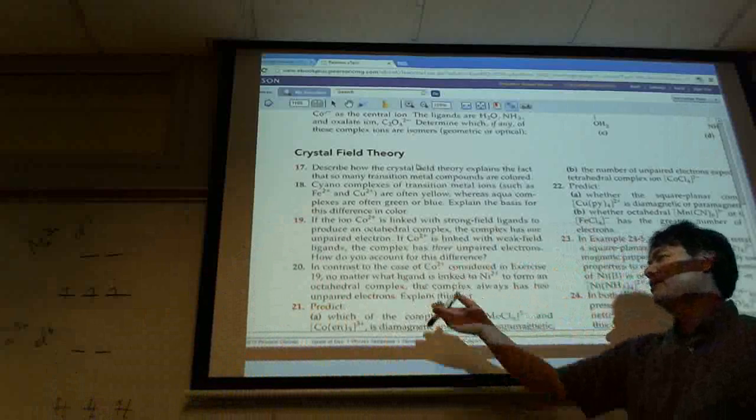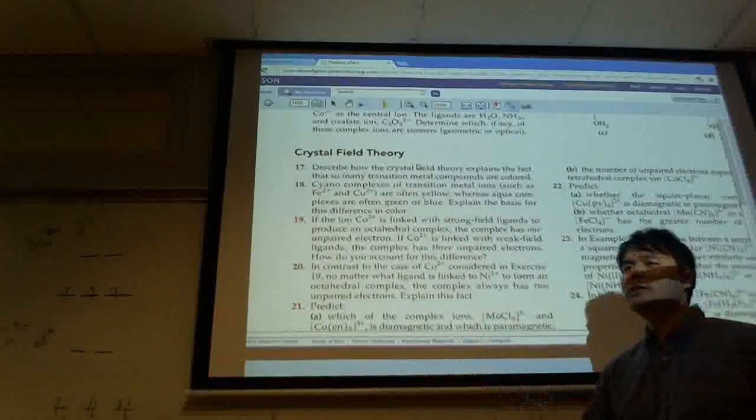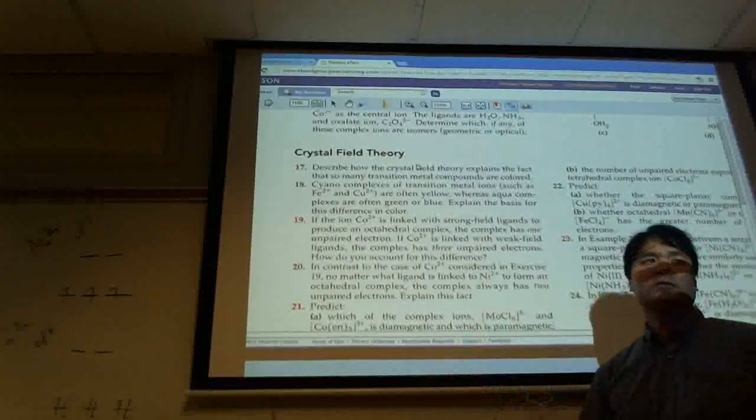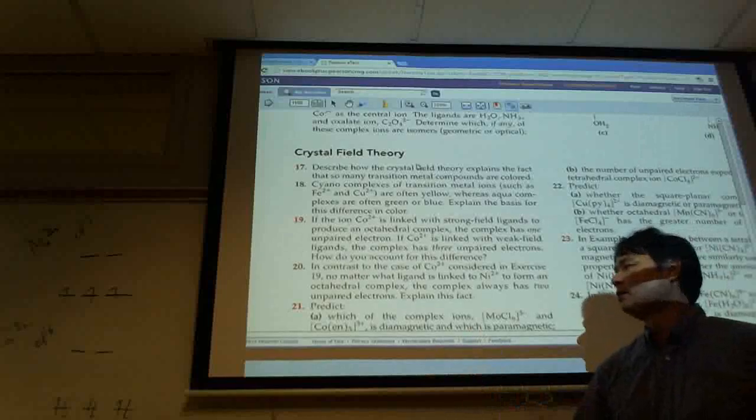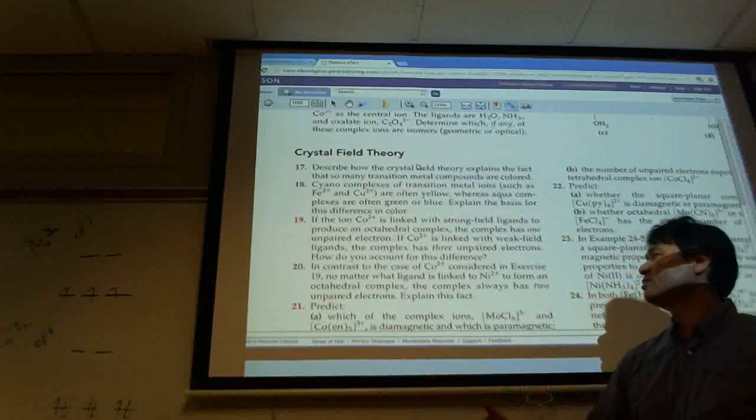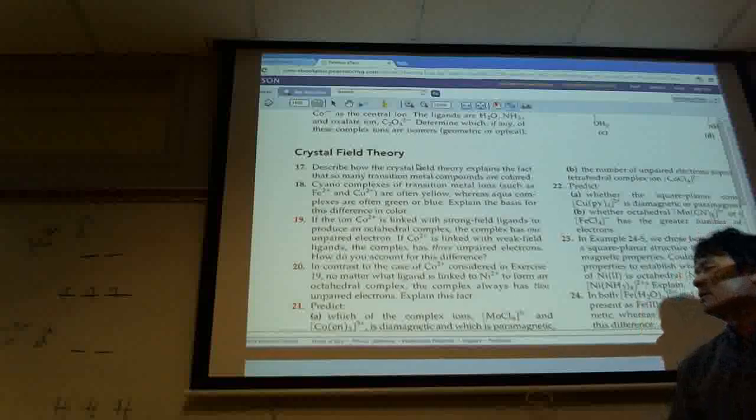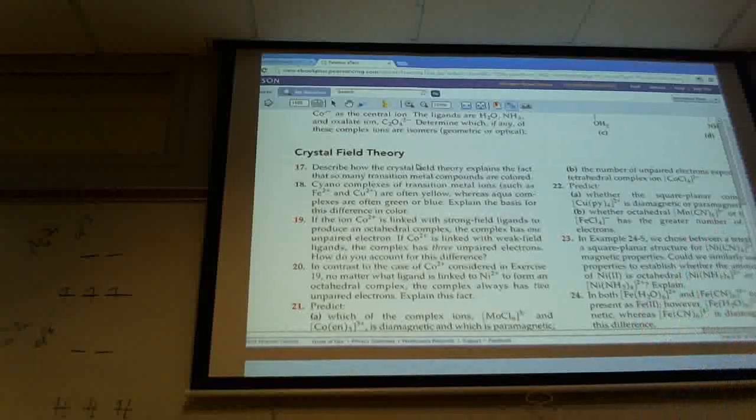In fact, we didn't even have to do this because molybdenum 3 plus is an odd number of electrons. If you have an odd number of electrons, it's always going to be paramagnetic. And so this one, we could have saved time because you didn't need crystal field theory to tell you that.